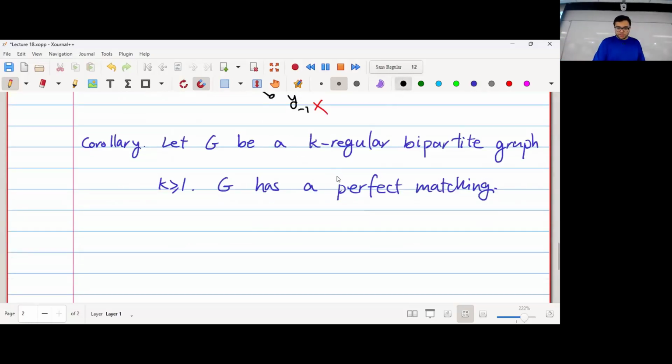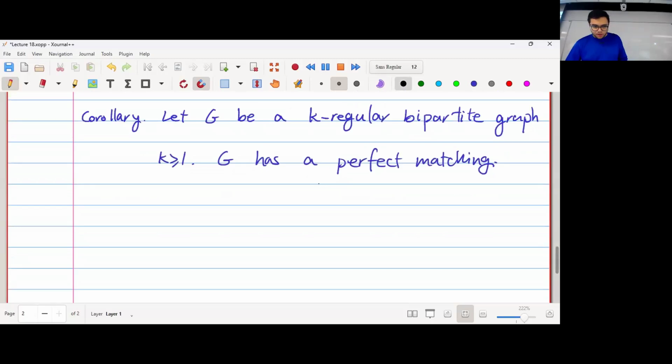So again, let's just draw a simple figure here. I have two parts, X and Y. I have a bunch of vertices on one side and I have a bunch of vertices on the other side. And I know that the degree of all of my vertices is exactly K. So for example, let's say K is 3 here. So I have 3 edges coming out of every vertex.